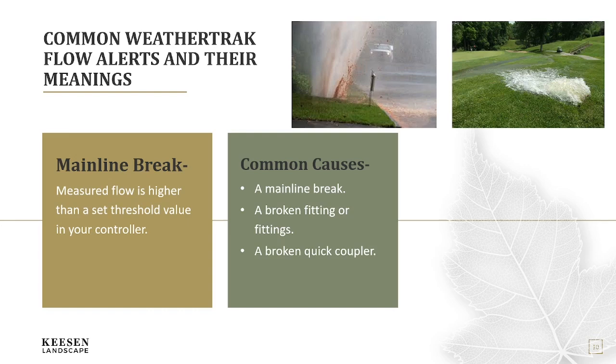This alert occurs when the measured flow on your controller exceeds a set threshold in your WeatherTRAK programming page. These are generally the most serious flow alerts, as they can waste hundreds of gallons of water per minute and cost you even more in landscape damage. This alert can be caused by a broken mainline, fitting, or quick coupler. It can also be misfired if your mainline break threshold in WeatherTRAK Central is set too low. Ensure you make your way out to the field immediately following these alerts to fix the issues as soon as possible.